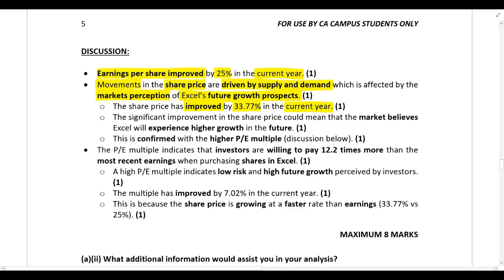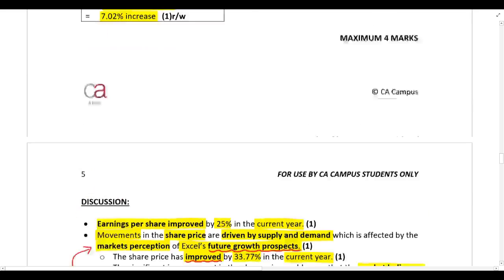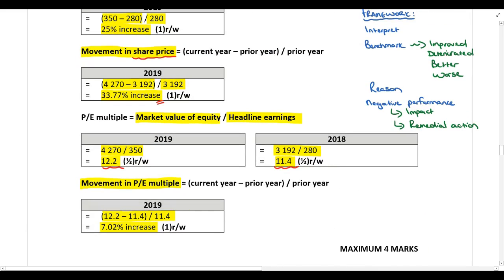And the reason for this, or one potential reason for this, is because the market believes that Excel will experience higher growth in the future. Because we said above, this is driven by the market's perceptions of Excel's future growth prospects. So if the market believes that they will have high growth in the future, there will be a demand for the shares, and that will cause the share price to increase or to improve. All right, and once again, obviously, an improvement in the share price is positive performance, it's not negative performance, so we won't be able to discuss the impact or remedial action of negative performance.